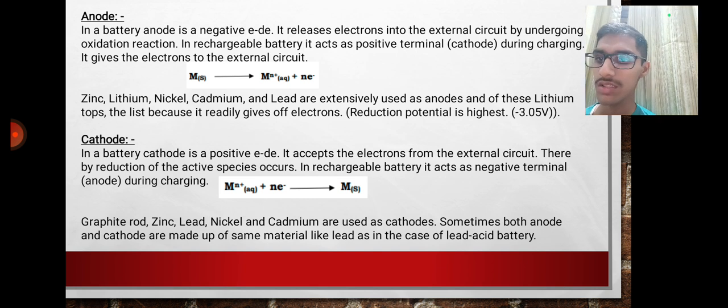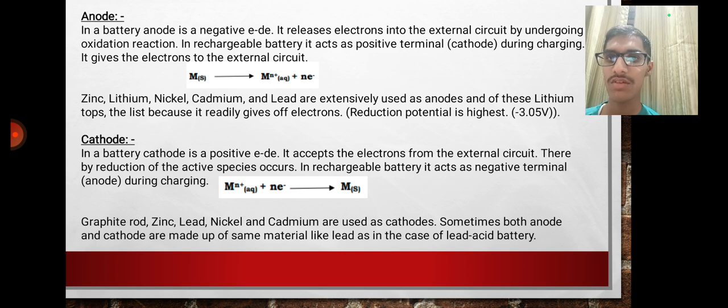Graphite rod, zinc, lead, nickel, and cadmium are used as cathodes. Sometimes both anode and cathode are made up of the same material, like lead, as in the case of the lead acid battery. Here we can consider another example where anode and cathode are the same. It is the methanol oxygen battery, in which both anode and cathode are made of platinum.